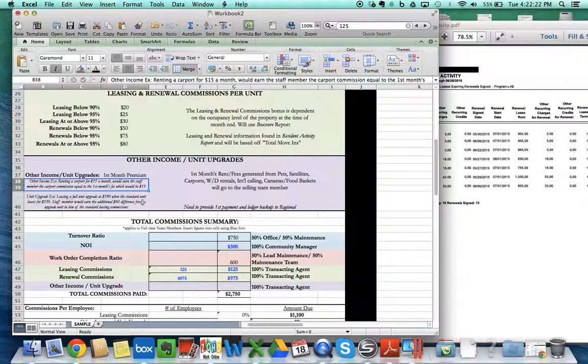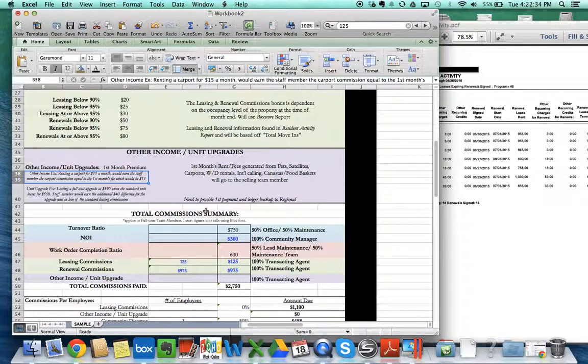Another example is if you're renting out a carport for $15 a month. That staff member would earn the carport commission equal to the first month's fee, which would be the $15. So it's definitely a way that we would like to reward our staff for all their hard work in dealing with residents and trying to upsell a lot of the programs and ancillary services that we offer.